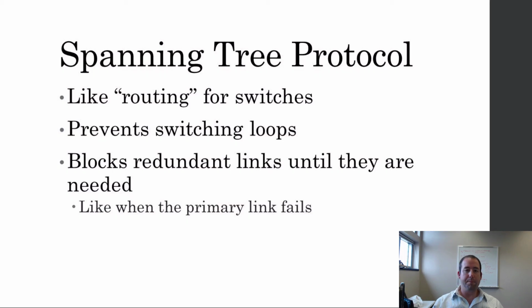Switching loops are bad. The spanning tree protocol is a method for these switches to talk to each other, and it shuts off a redundant link. So if we have two ways of getting between two switches, one of those is going to be shut down until we need it. If the primary link fails, then we can switch back over and open up that previously blocked link. But until we need that blocked link, the spanning tree protocol will keep it blocked so that we don't have these switching loops that cause these crazy feedback issues.